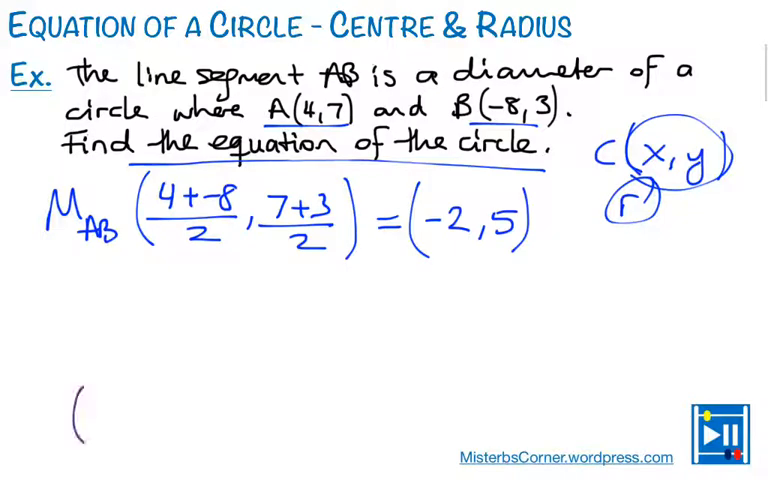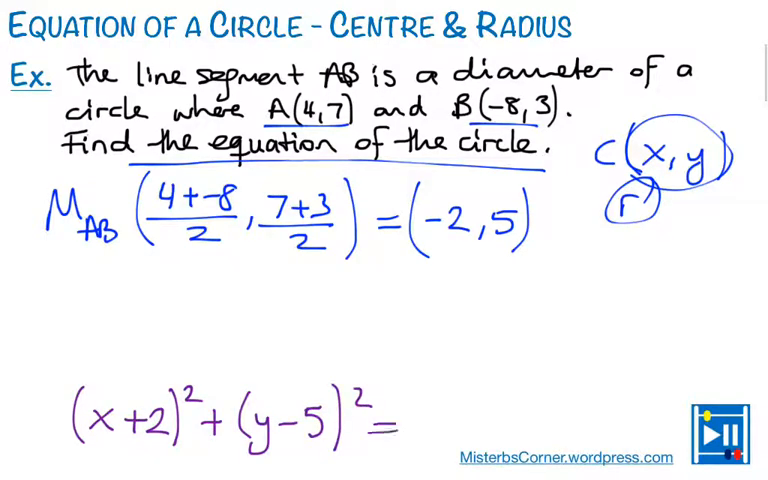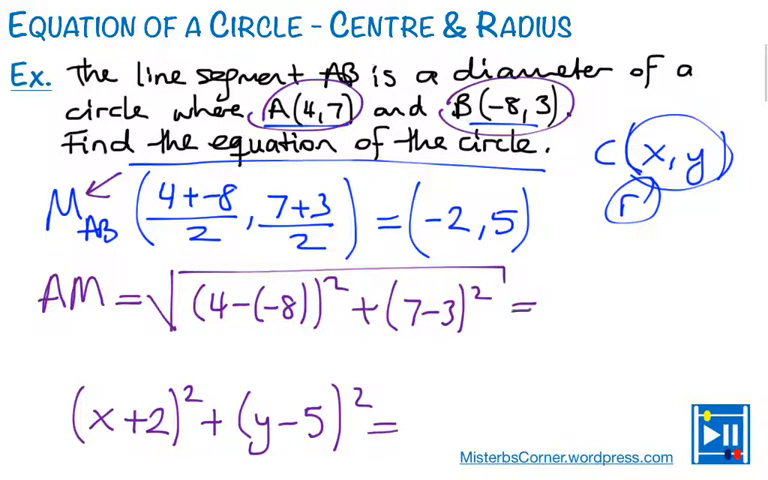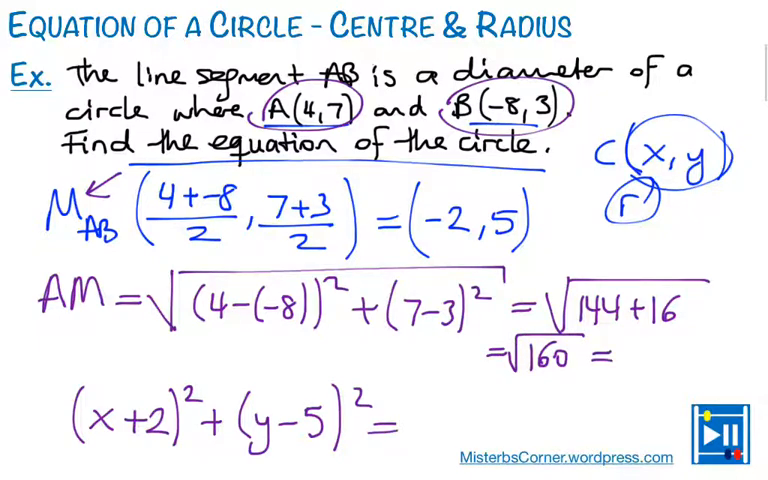So now I know that my equation will look like (x plus 2) squared plus (y minus 5) squared. Now I only need the radius. I'm going to calculate the distance between either A or B to the midpoint, which is the center. I could calculate BM as well, but I'm going to calculate this one now. AM will be (4 minus negative 8) squared plus (7 minus 3) squared. So I'm using the distance formula to find the radius. So this is 4 plus 8, which is 12. 12 squared is 144. And 7 minus 3 is 4. 4 squared is 16. So I will end up with the square root of 160.